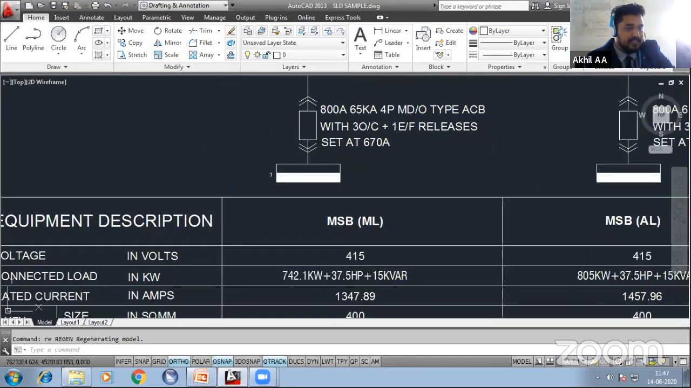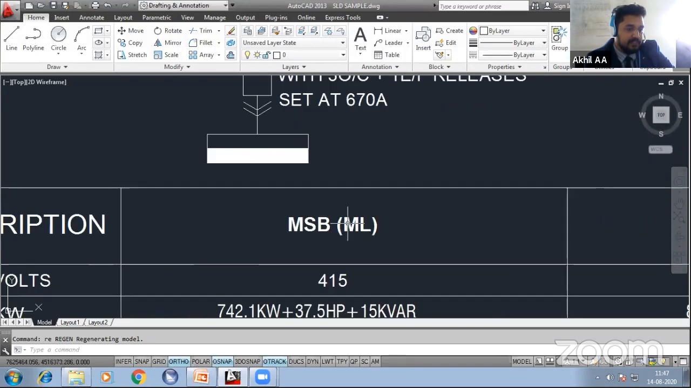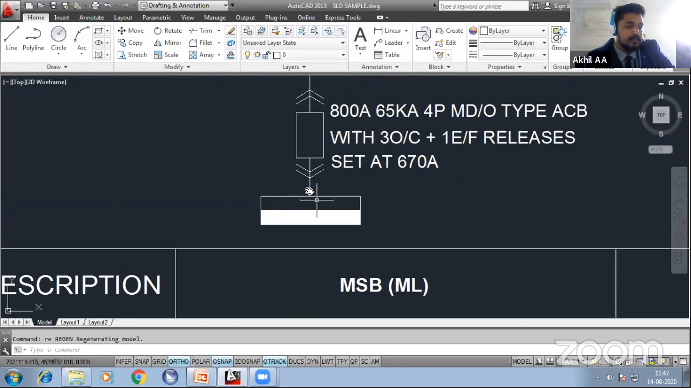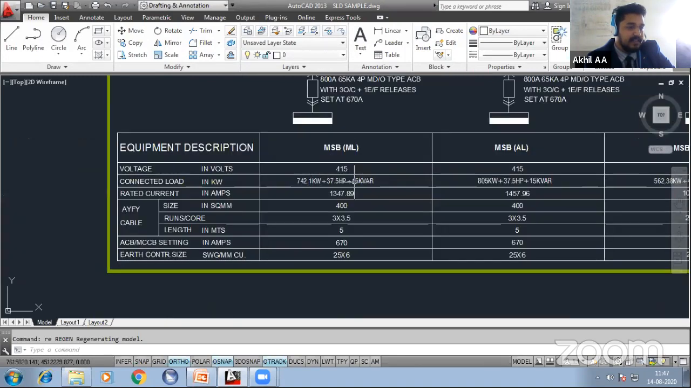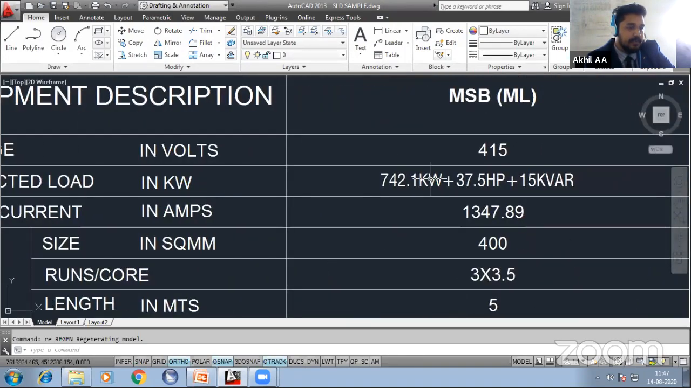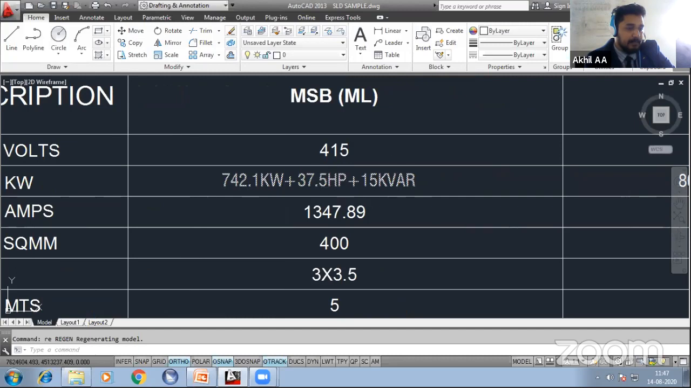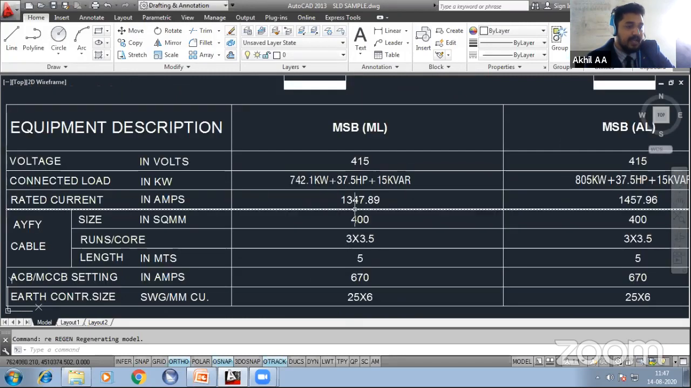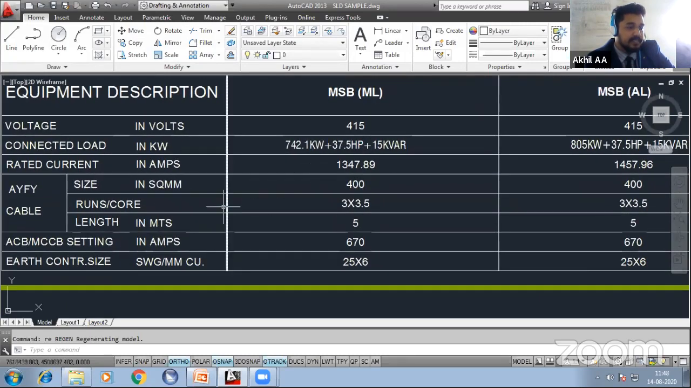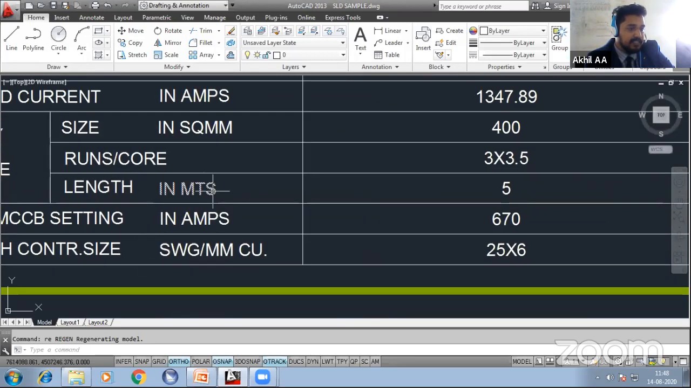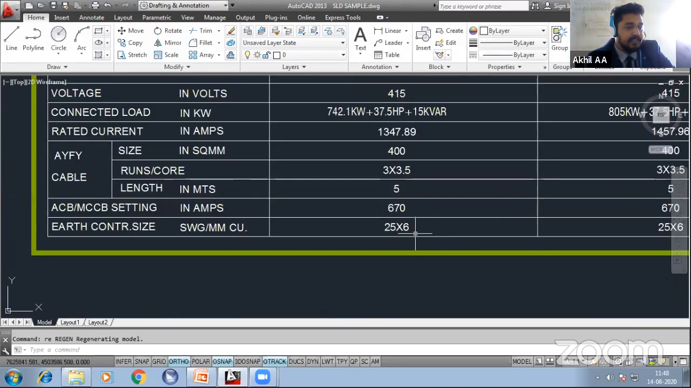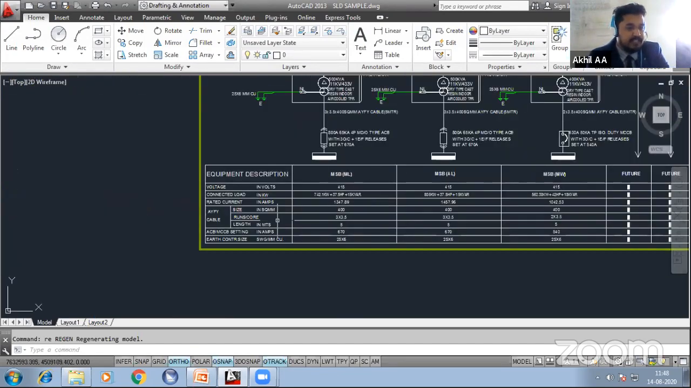Okay, so this is the MSB. ML is a representation of the tower. You can see the MSB's total load details: the connected load in kilowatt, the pumps used, the capacity of the banks used, the total ampere, the cable size, the runs and the core, 3 run and 3.5 core, the distance, the ampere, and the earthing conductor size. Everything is mentioned here.